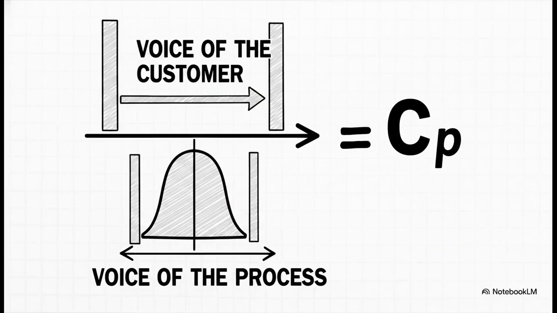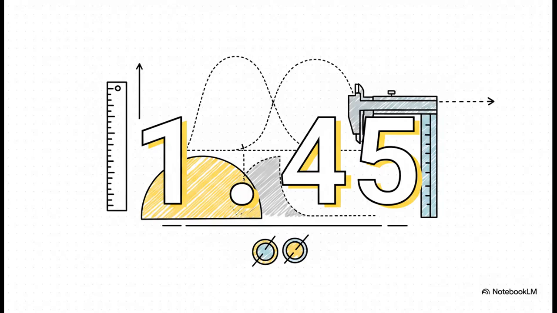And the math is beautifully simple. You just take the total width of the customer's tolerance. That's the upper spec minus the lower spec. Then you divide that by the total width of your process, the upper natural limit minus the lower natural limit. It's the voice of the customer divided by the voice of the process. That's it. So for our example, when you crunch those numbers, you get 1.45. And notice, it's not 1.45 millimeters or anything like that, it's just 1.45.